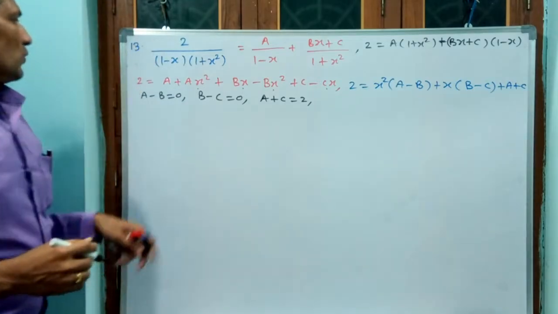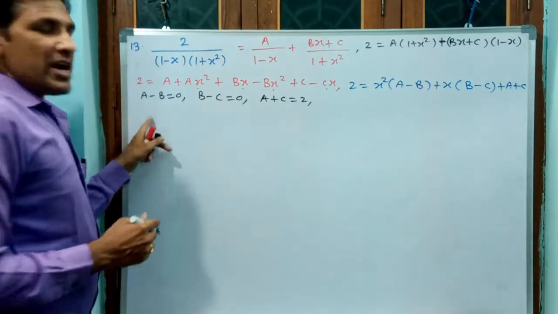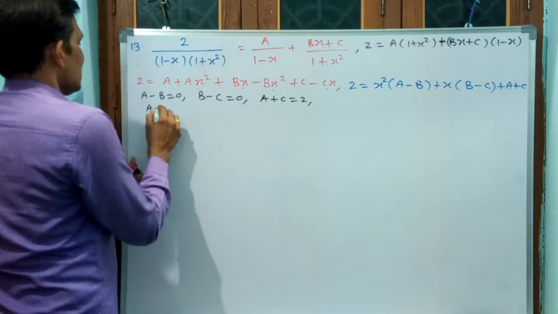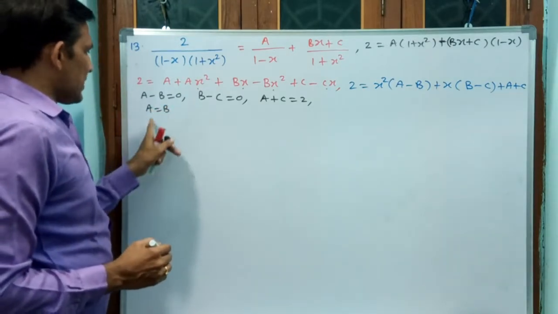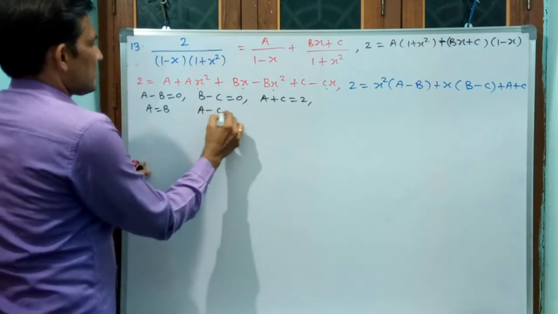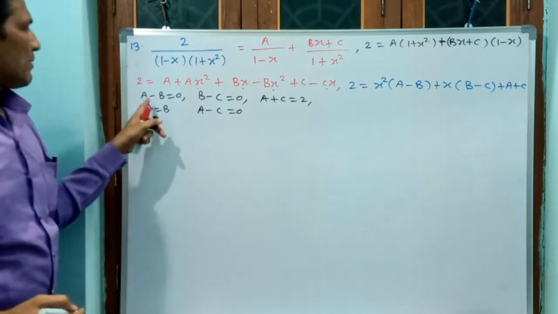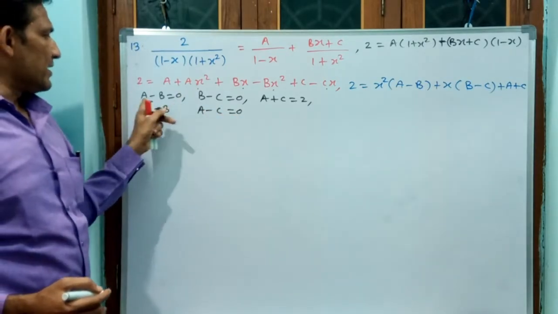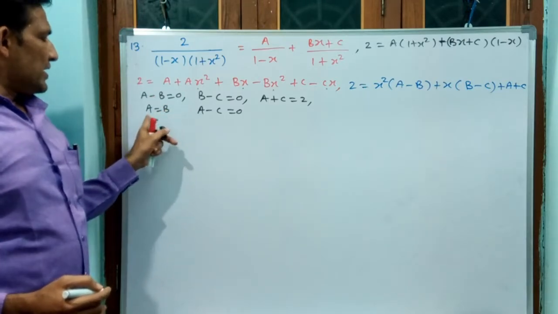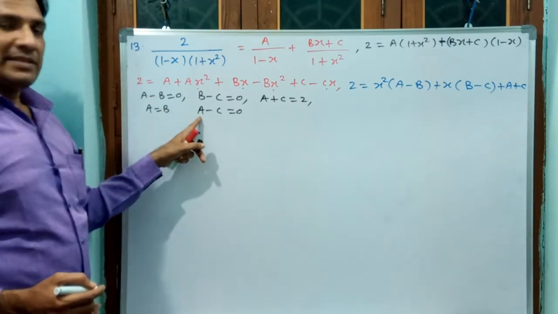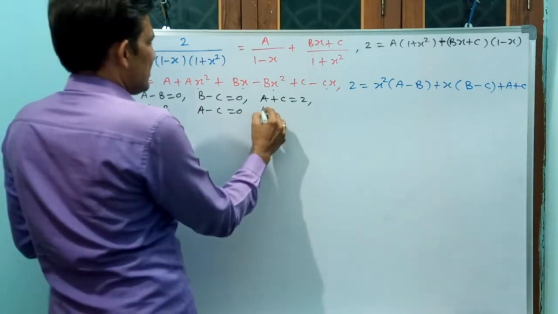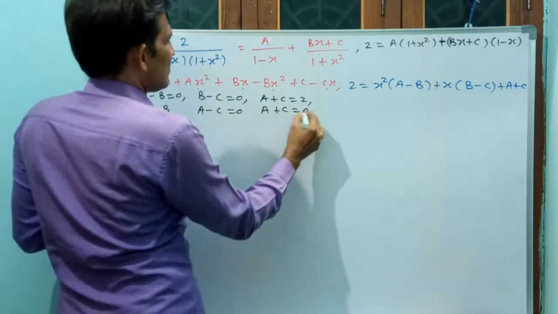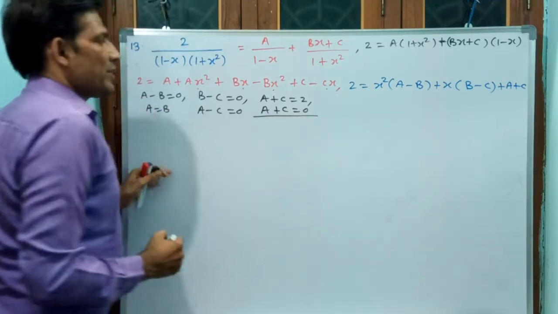You see, a minus b means a is equal to b. When a is equal to b, rather than b I am writing a. So a minus c is equal to 0. Is it okay? Why? Because a minus b means b you send to the other side, a is equal to b. Rather than b I am replacing a. a minus c is equal to 0. Here a plus c is there. You write this equation again here: a plus c is equal to 2.